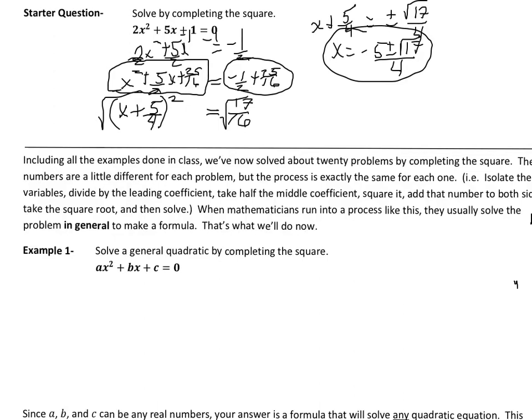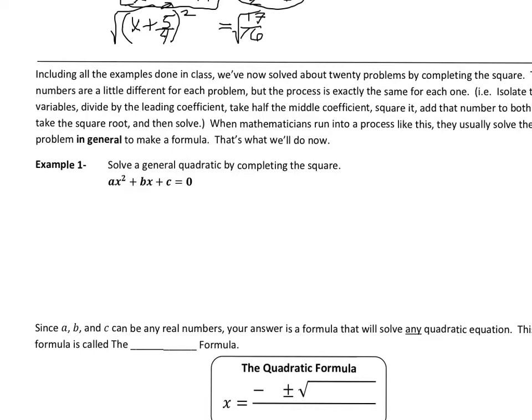Now when mathematicians run into processes like this, they usually solve the problem in general to make a formula. So that's what we're going to do now. We're going to take the general form of a quadratic, ax squared plus bx plus c equals 0, and solve this for x by completing the square. If you get a little bit lost throughout this process, don't stress it. We're basically deriving the quadratic formula.